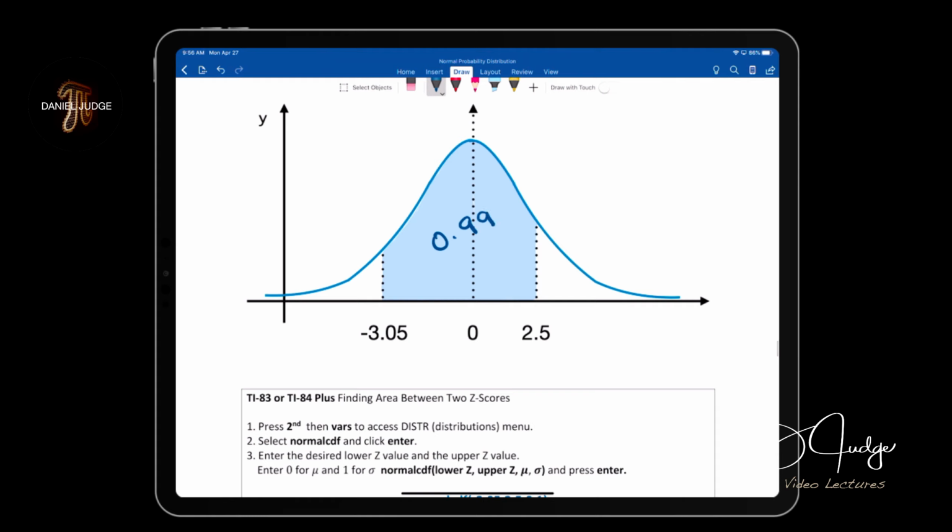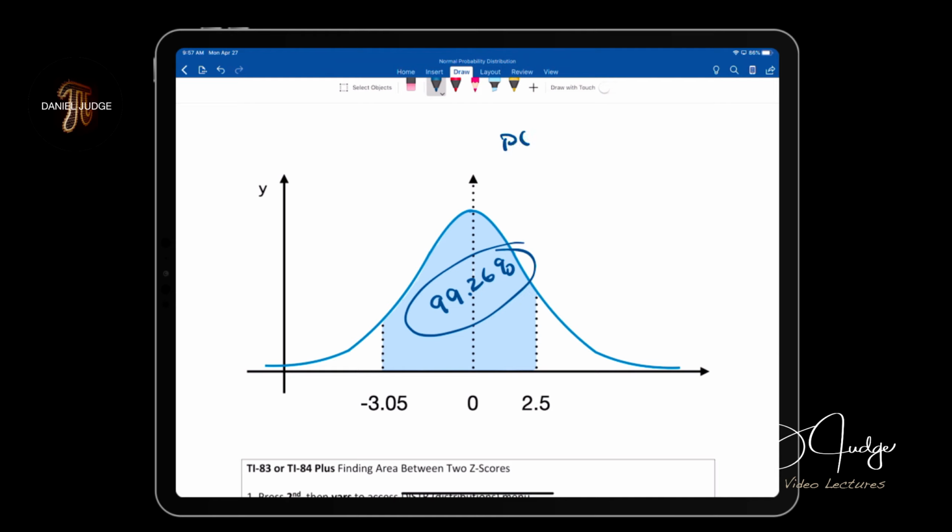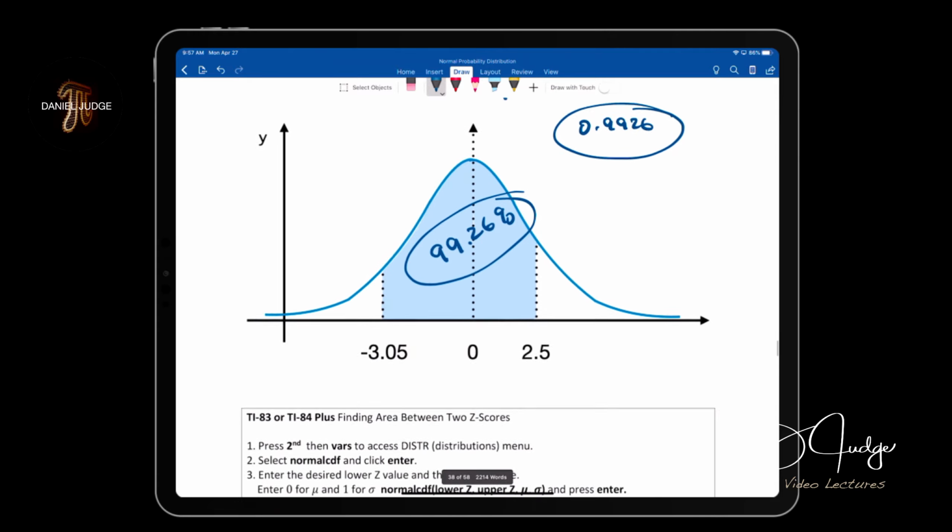Well, they ask what percent of the bow? 99.26% of the bow is shaded. Now remember, your book is saying, in terms of notation, probability of negative 3.05 less than or equal to Z, less than or equal to 2.5. That's the notation-wise. This will be probability values, but they asked what percent of the bow is shaded. There's a different kind of question. Percent is 99.26%. Anyway, just reminding you guys a little detail so the TI can come through.